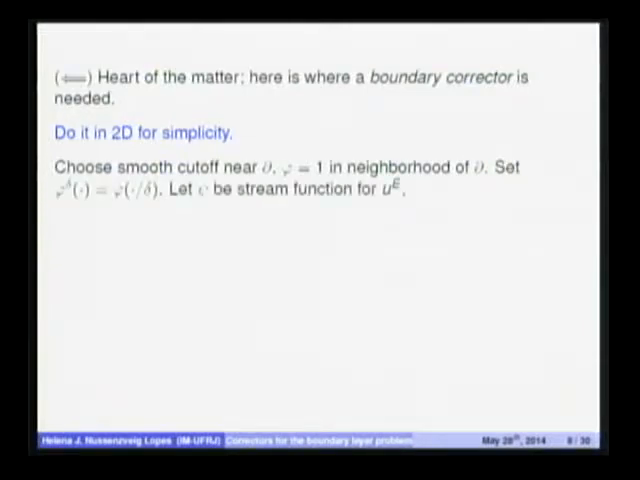Rescale this, and then you look at the stream function for the Euler solution. Let's see, and here's the boundary corrector, V delta. Okay, so it's the grad perp of phi delta psi. So this object V delta here lives near the boundary.